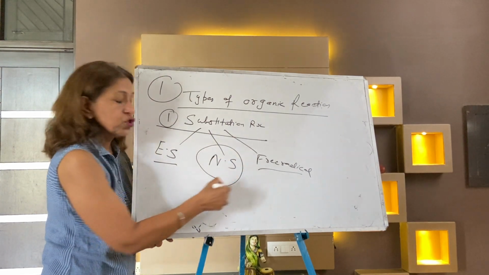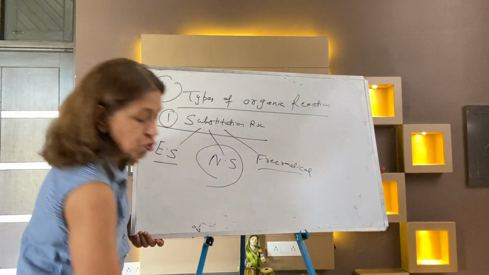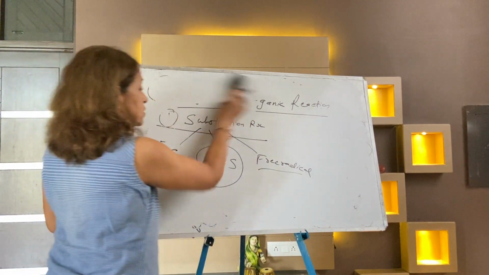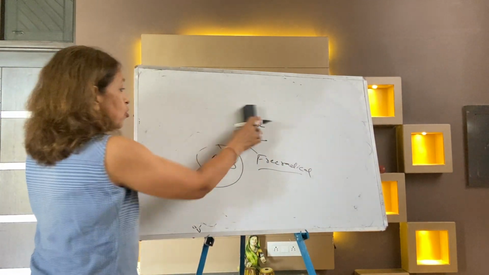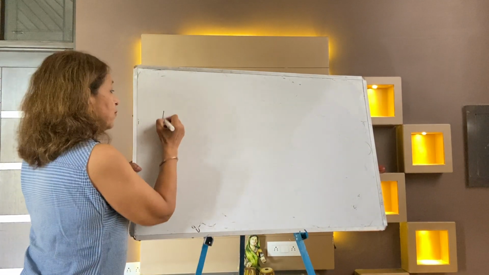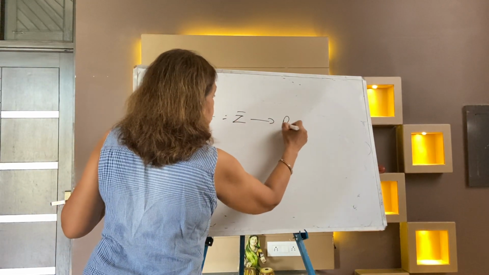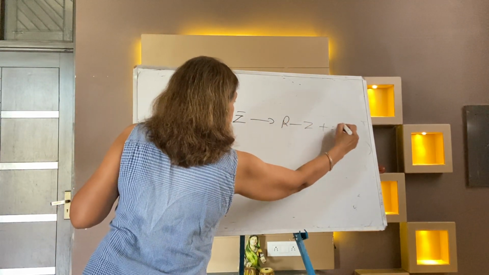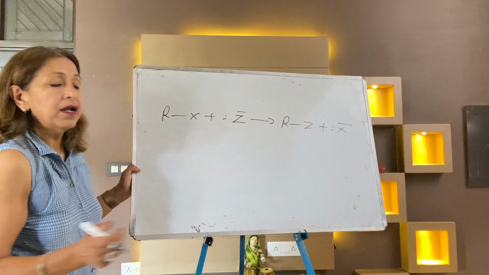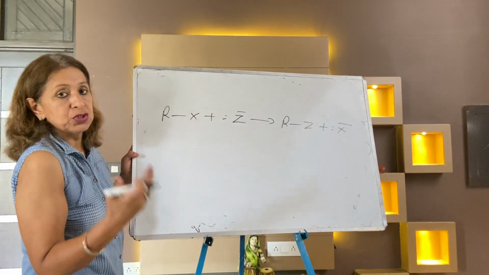And today I'm going to start nucleophilic substitution reactions. Nucleophilic substitution reactions are those where a stronger nucleophile replaces a weak nucleophile. RX plus Z gives RZ plus X. A stronger nucleophile replaces a weak nucleophile. It's a nucleophilic substitution reaction.